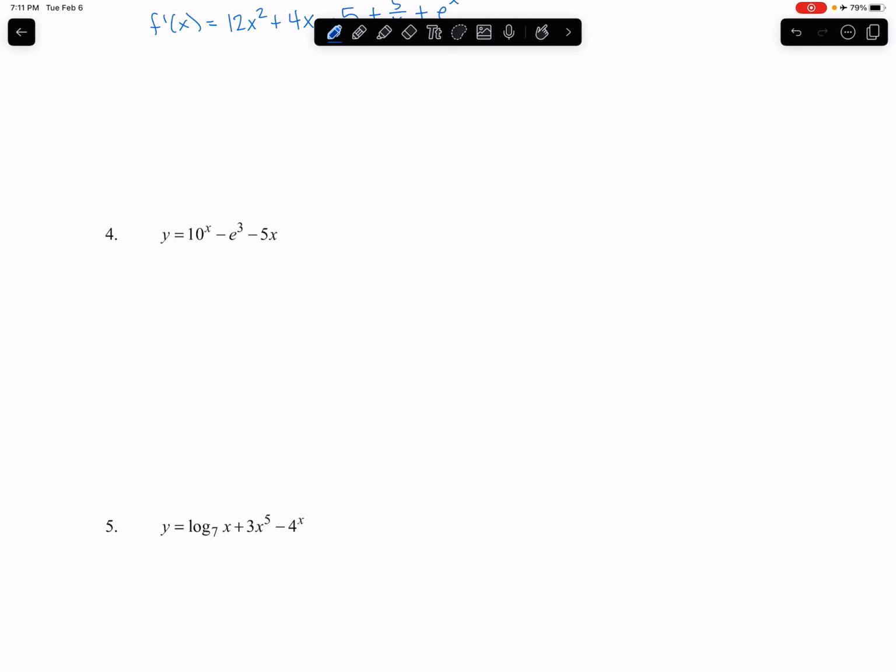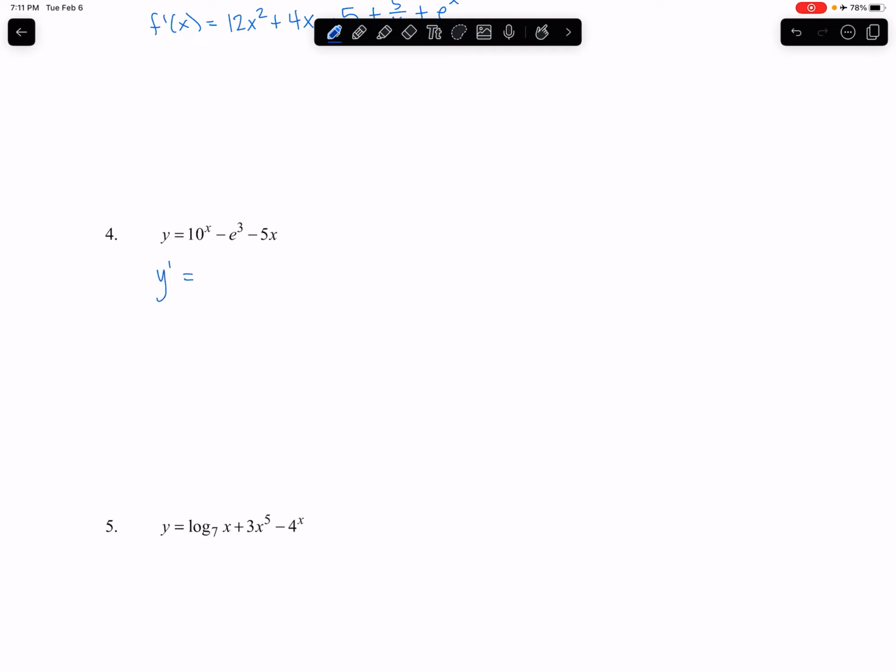Y equals 10 to the x minus e to the third, or e cubed, minus 5x. Now, this one might fool you. It's not e to a variable. It's not e to the x. It's e cubed. That's just a number, so this is just a constant.